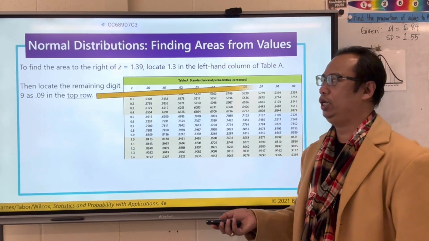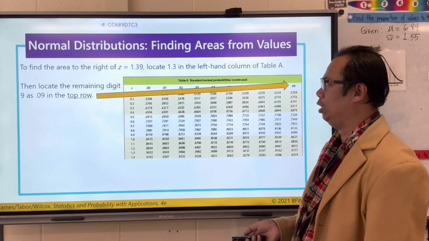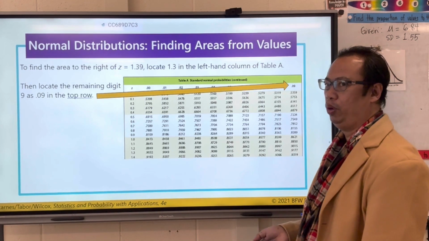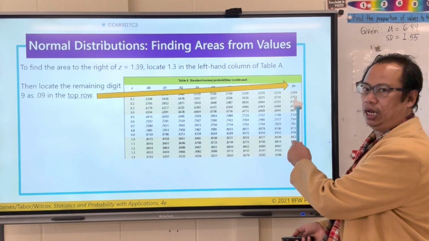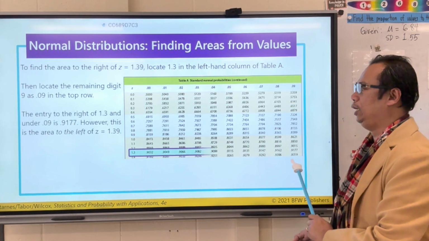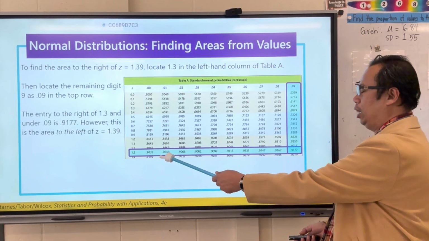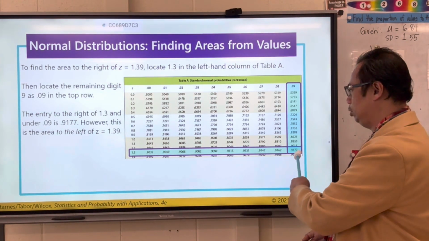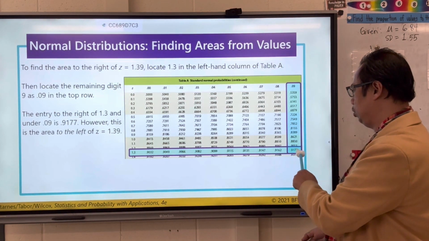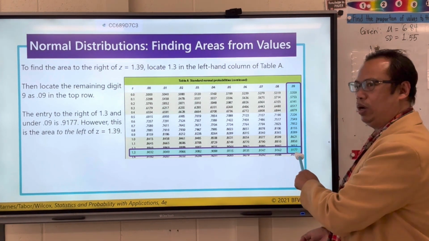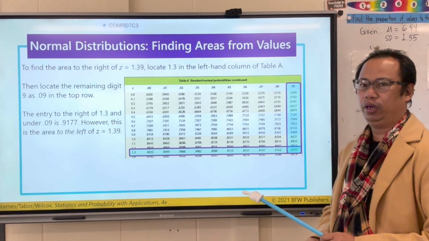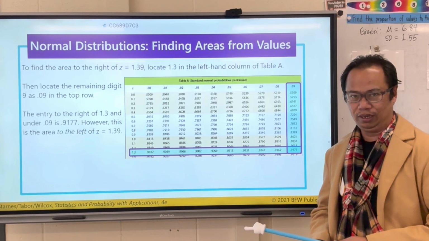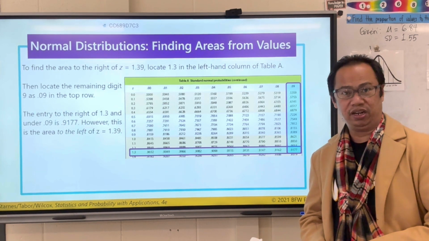Then we look into the third digit, the 0.09. So 0.09 is here on this side. Then upon moving it to the right and then moving it down, they meet at 0.9177. So the value now is 0.9177. That's a very big area.